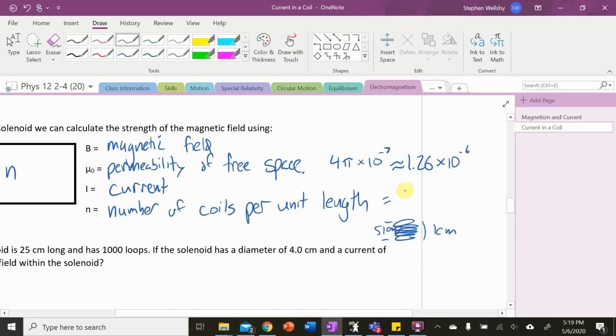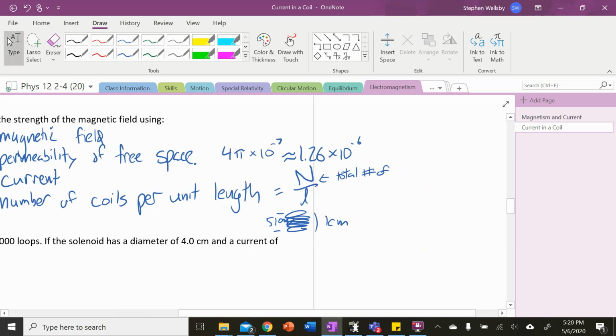This is also sometimes written as N. So N is the total number here. So this is total number of loops divided by length. That would be the length of the solenoid.